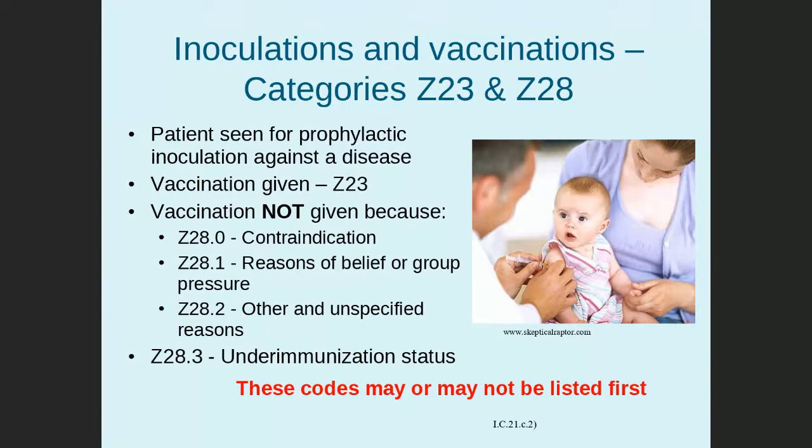If the patient is seen only for the vaccination, list these first. Otherwise, list another appropriate code first. Often these are done with annual exams. So you have an annual exam code and then an inoculation code, and that tells everything that happened during the visit.